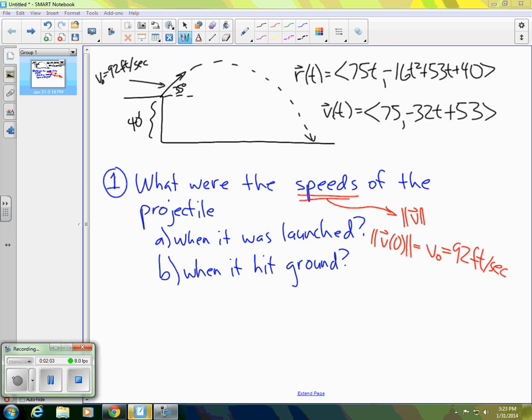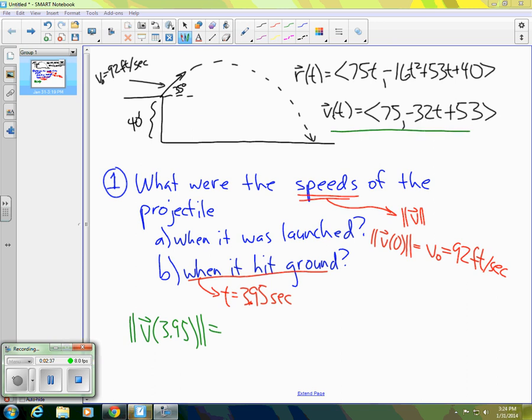Now, the speed when it hits the ground is going to be the magnitude of the velocity when it hits the ground. When it hit the ground, we already figured that out. That was at time 3.95 seconds. So what we have to do for our answer to part B here is find the magnitude of the velocity at 3.95 seconds. Okay, so we have our velocity up above here. So we can simply put the 3.95 seconds in.